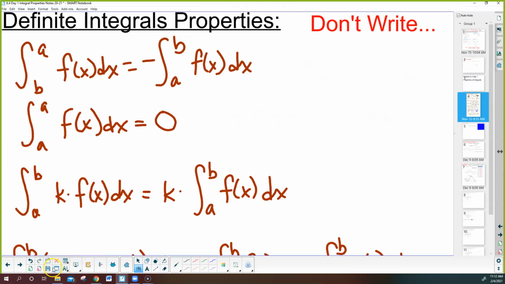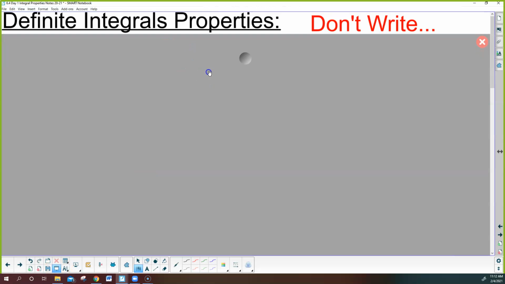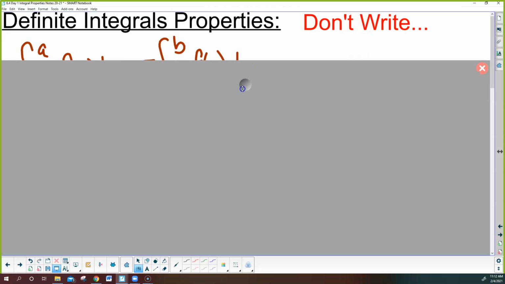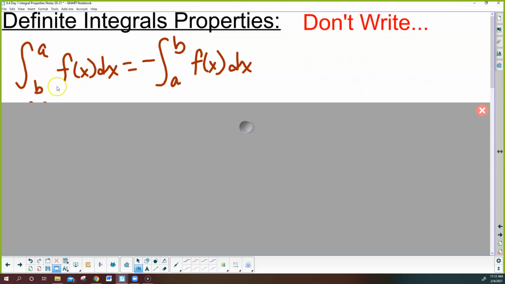Do not write this, but this is just a very quick overview of the integral properties that we've already introduced, or Mr. Waffler talked about in the video on Wednesday. So the first one is, remember what happens.